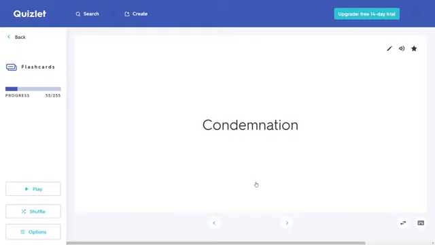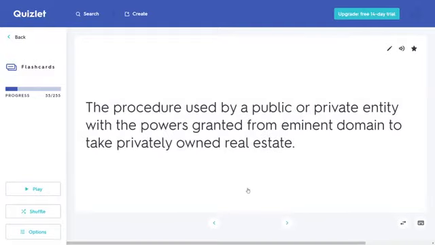Okay, do you guys know what condemnation is? Hopefully. When you think of this, think of eminent domain, because they go hand in hand. Condemnation is the procedure used by a public or private entity with the powers granted from eminent domain, remember I mentioned that earlier, to take privately owned real estate. So these terms go hand in hand. This is specifically the procedure used by it, whereas eminent domain is the right, which we will cover a little bit later. But yes, it's the procedure used by a public or private entity with powers granted from eminent domain to take privately owned real estate.